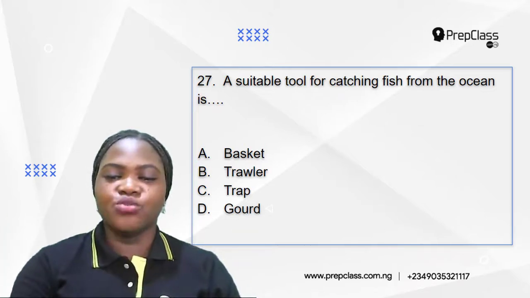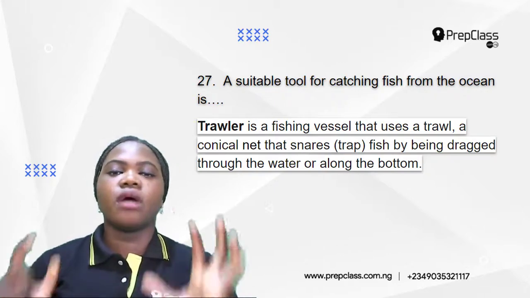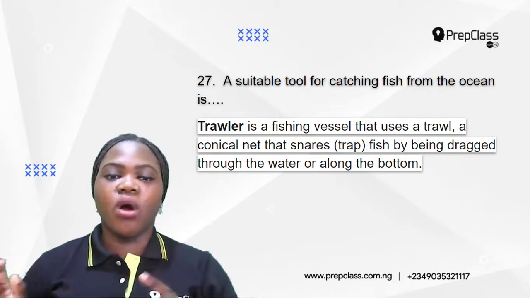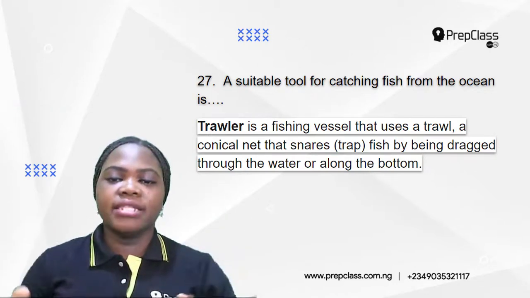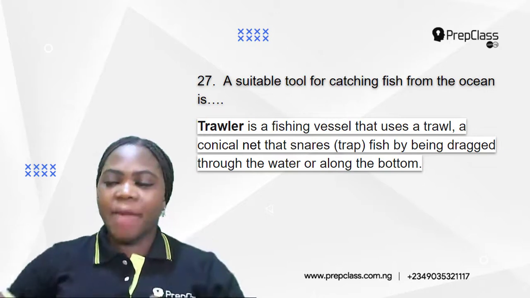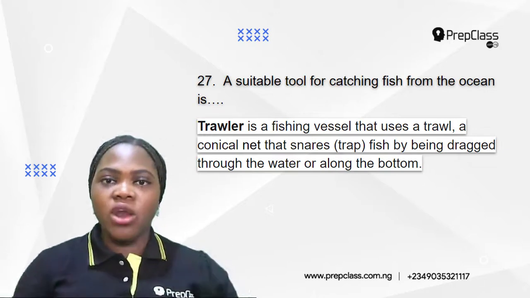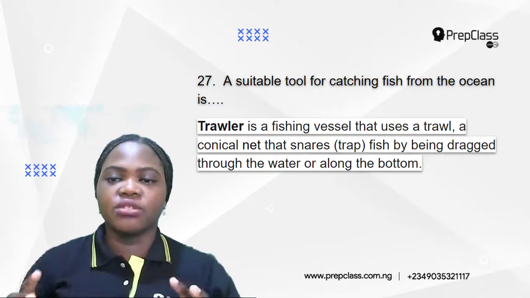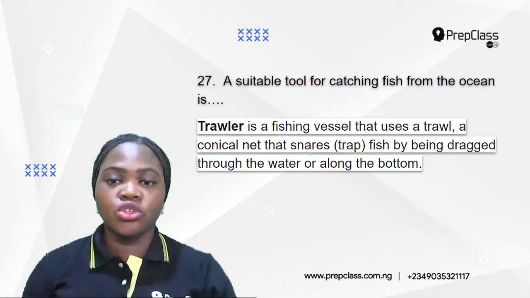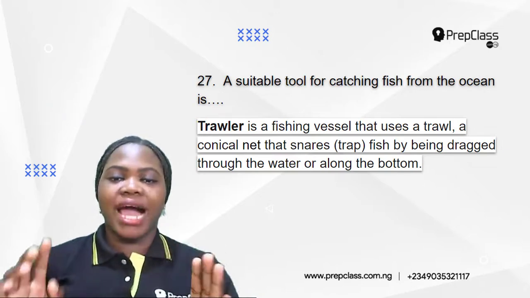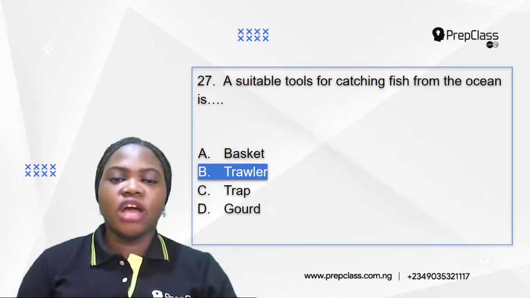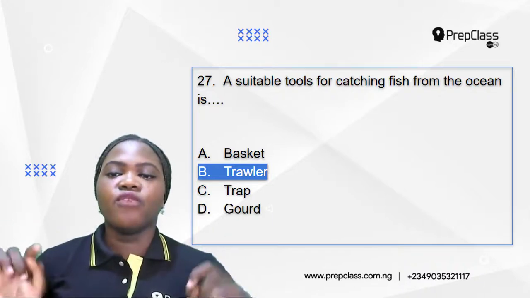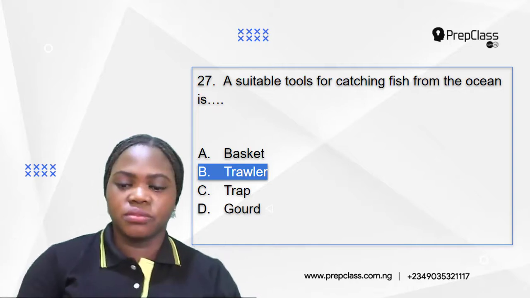Alright, so what exactly do we use? We use a fishing vessel called trawler. So trawler is a fishing vessel that uses a trawl, which is a conical net that traps fish by being dragged through the water or along the bottom. So trawler is the kind of fishing vessel that is used for catching fish from the ocean. Okay, so trawler should be the answer. So which of the option is correct? It is B, trawler. Trawler is the suitable tool for catching fish from the ocean.